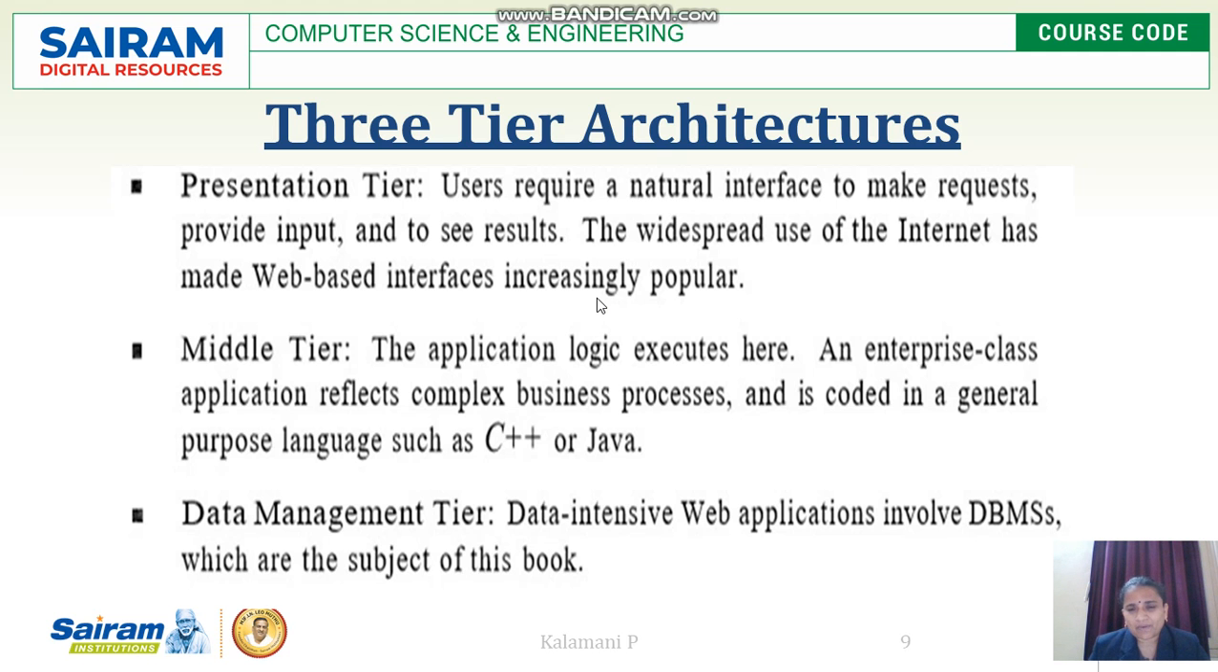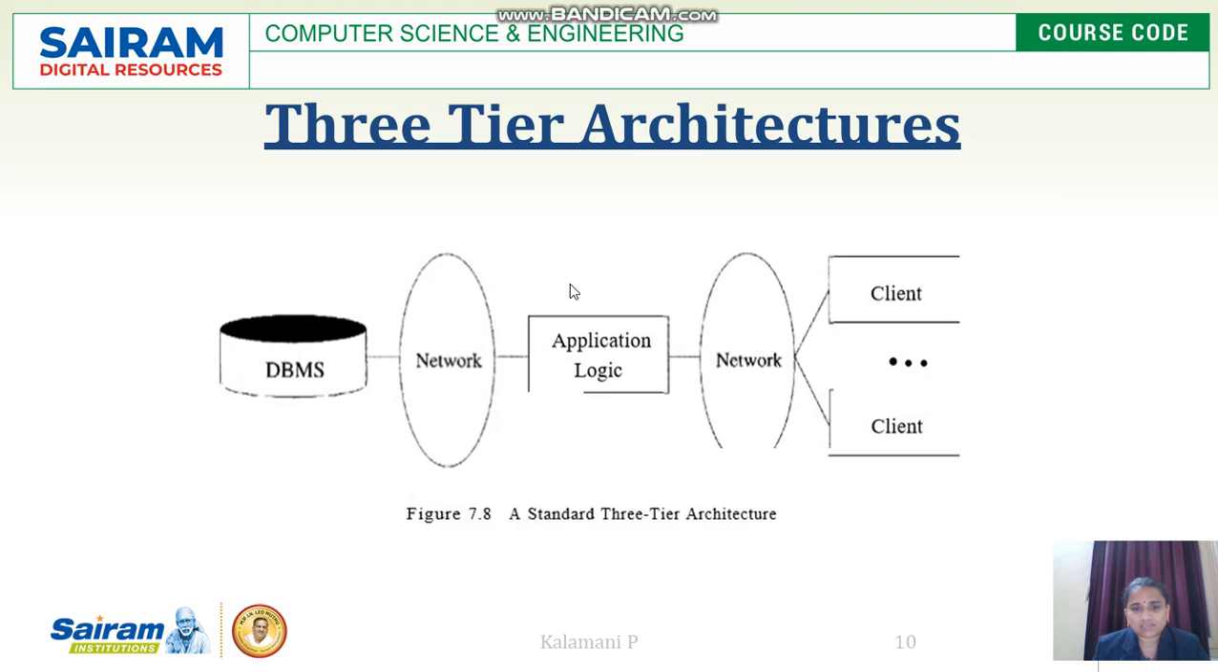So that is where the application logic executes. That is a complex business process, coded in programming languages such as C, C++ or Java. For application logic these things should be used. Then data management: we know some web applications involve a DBMS. Any DBMS may be used, such as SQL Server or Oracle, for data management in the data management tier. Okay, so we'll see that architecture.